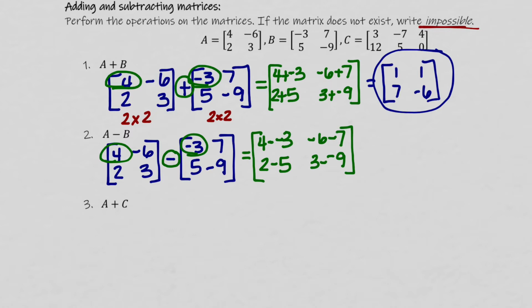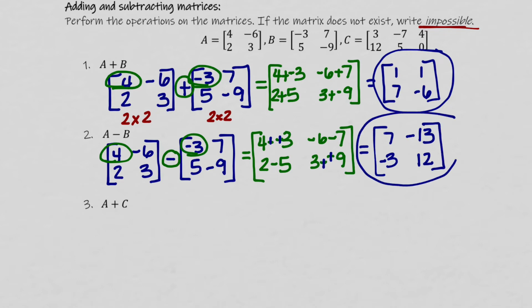With subtraction, sometimes it does make it better to at least write the matrices, because of those minus negatives. That's where people mess up the most. So 4 minus negative 3 actually makes it plus a positive. So 4 plus 3 is 7. 2 minus 5 is negative 3. Next column, negative 6 minus 7 is negative 13. And then 3 minus negative 9, remember that makes plus a positive, so 3 plus 9 is 12. So there is the matrix A minus matrix B.